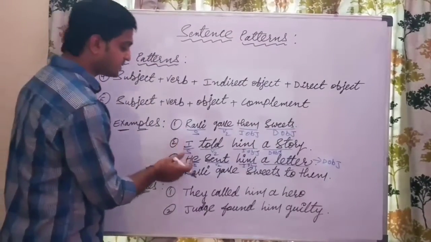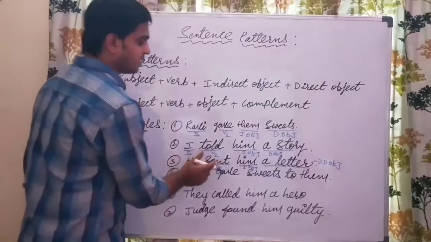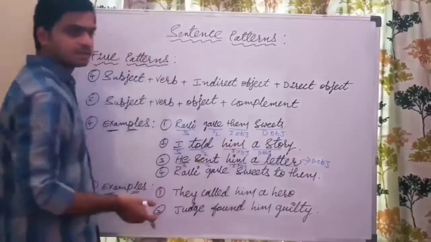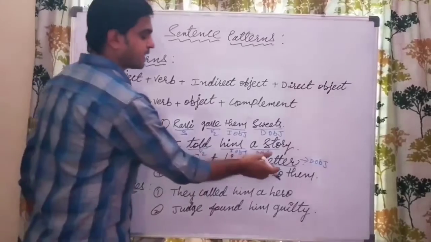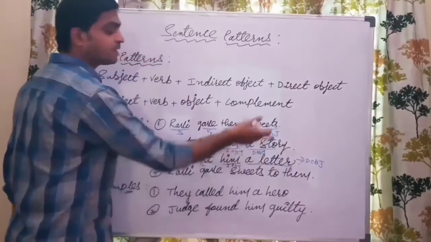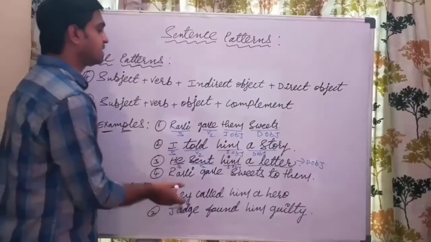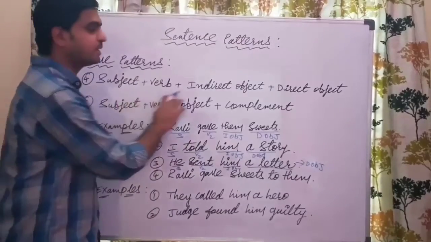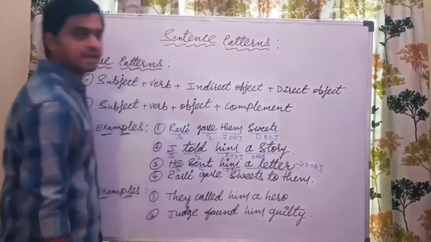And if you see the third one here: He sent a letter to him. Like that we can write. He sent, direct object here, a letter, to him. So like that we can convert, and that is about subject, verb, indirect object and direct object.